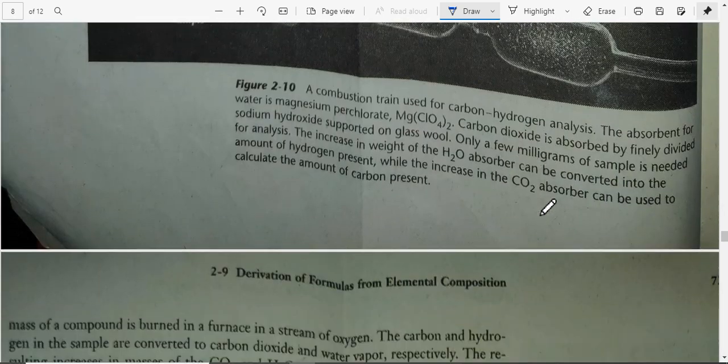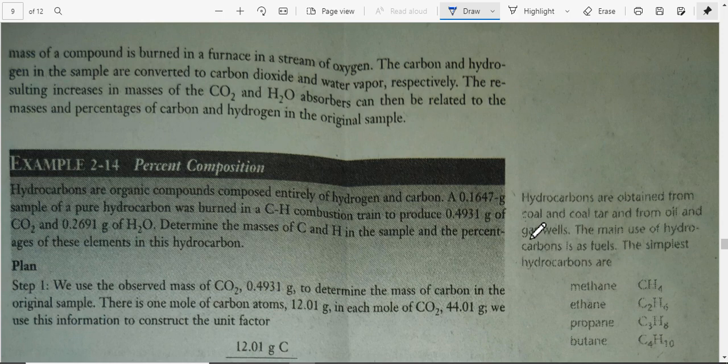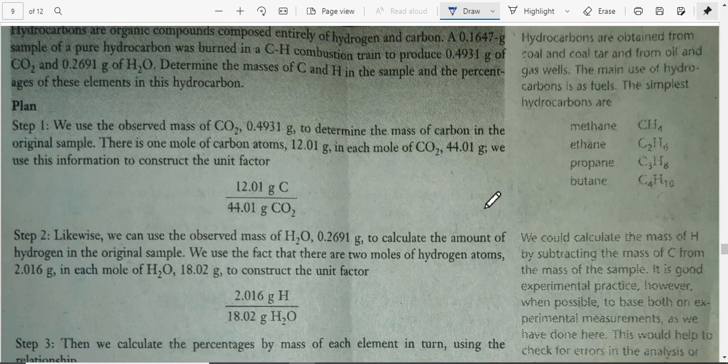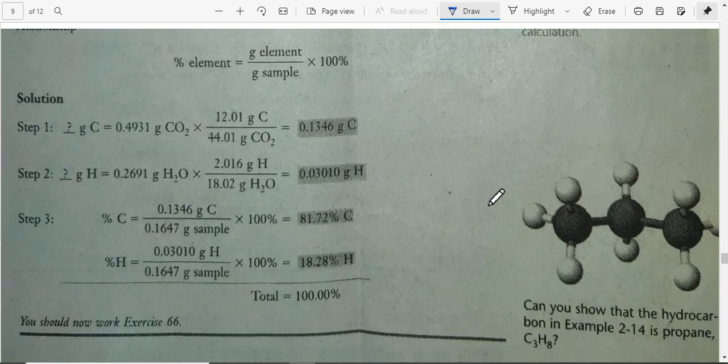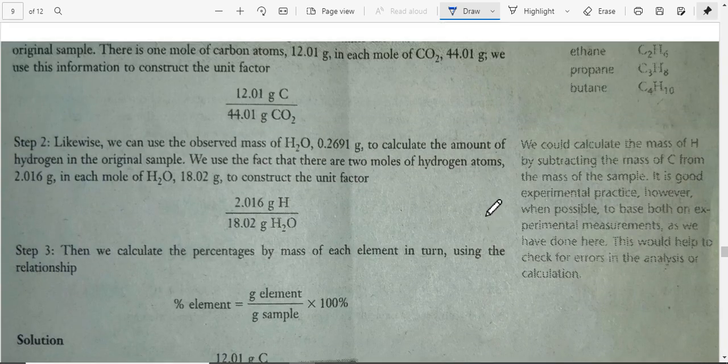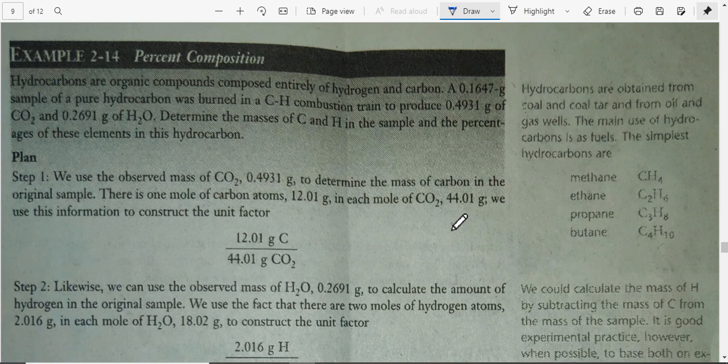Next is percent composition. Here is the percent composition of hydrocarbons, the organic compounds composed entirely of hydrogen and carbon.